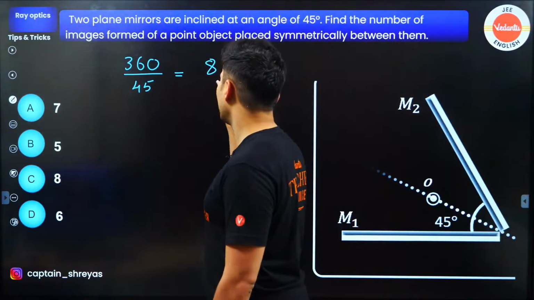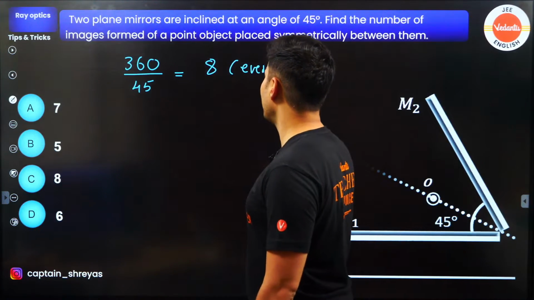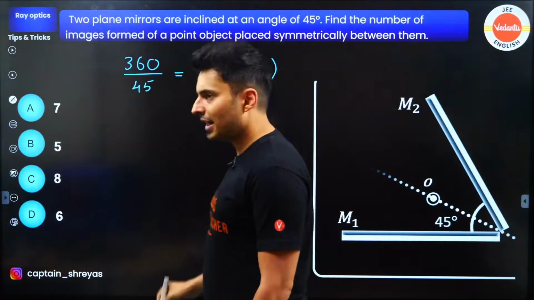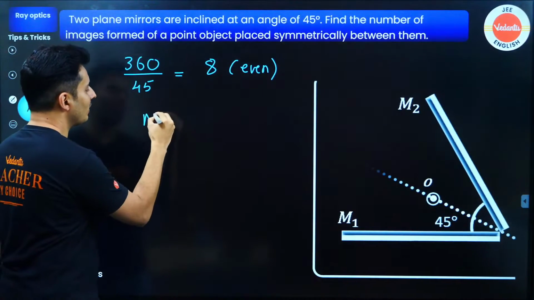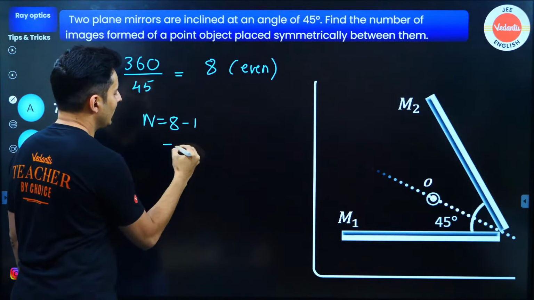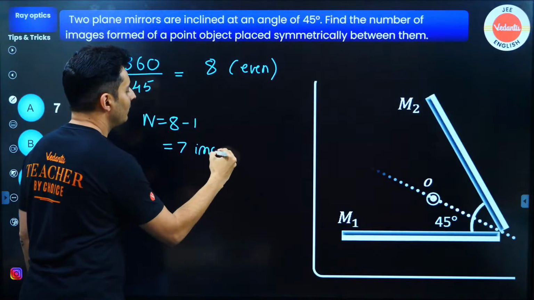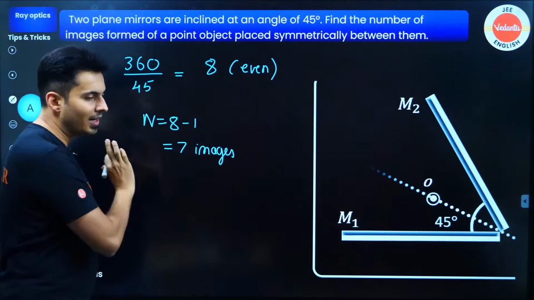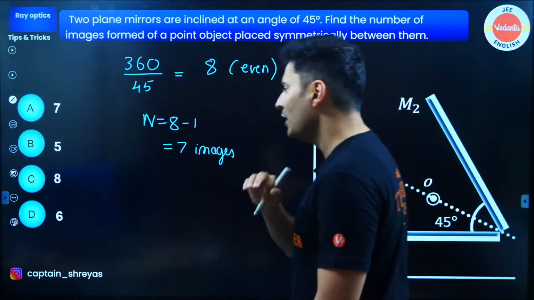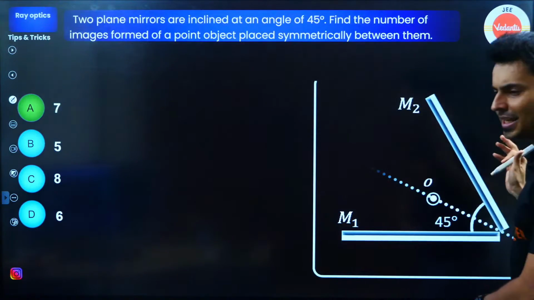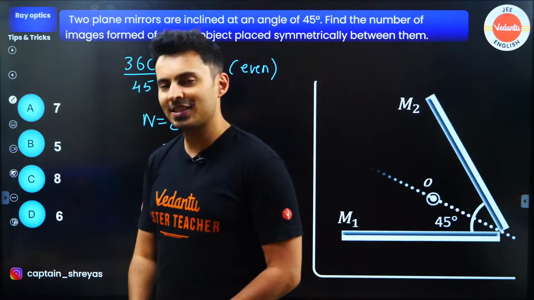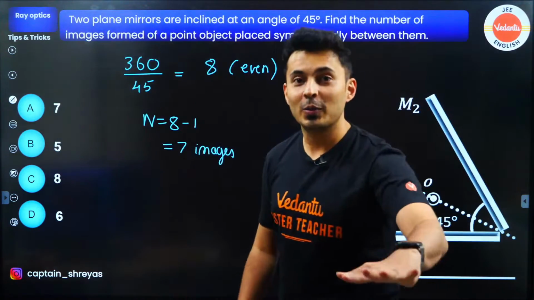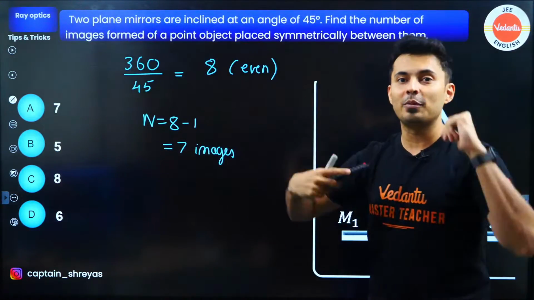Is it not 8? So 8 is nothing but an even number. Correct, my dear students? Now what will you do? The number of images will be 8 minus 1, so it will be 7 images. Always make the even an odd number by subtracting 1. If it is odd, keep it as odd. So yes, you guys are right about it. The correct answer is 7, option A. Perfecto.